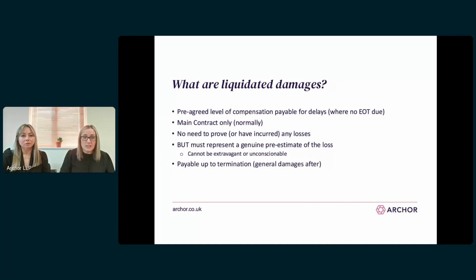The amount to be deducted is normally expressed as a weekly rate or pro rata for part of a week. And it's quite common to see the weekly rate differ depending on how far in delay the works are. So, for example, you might have expressed in the contract liquidated damages of £10,000 per week for weeks 1 to 4, then £25,000 per week for weeks 5 to 8, and then £100,000 per week thereafter.